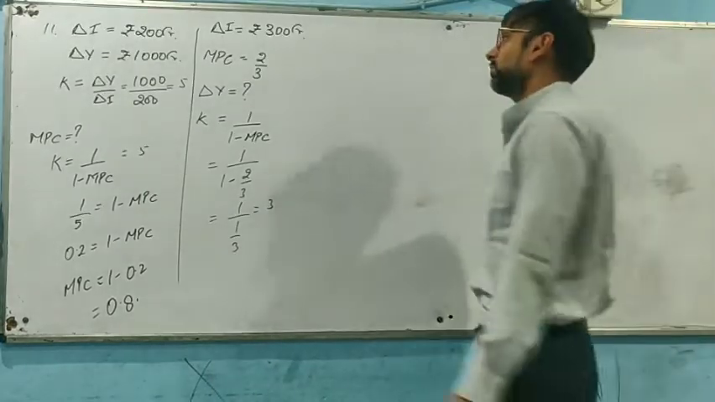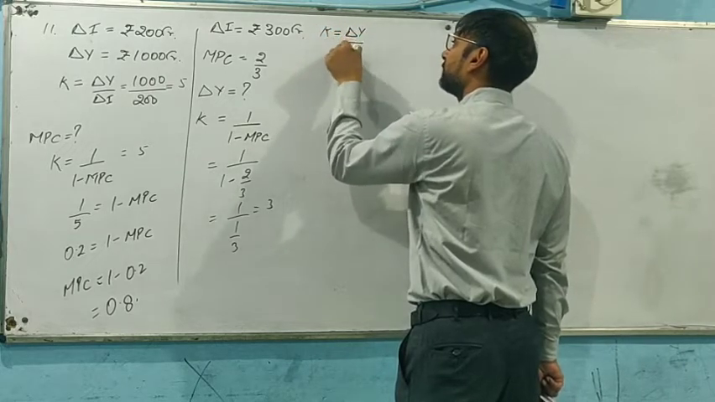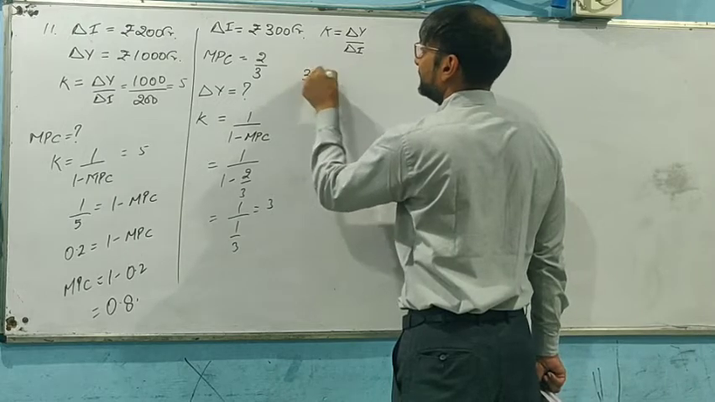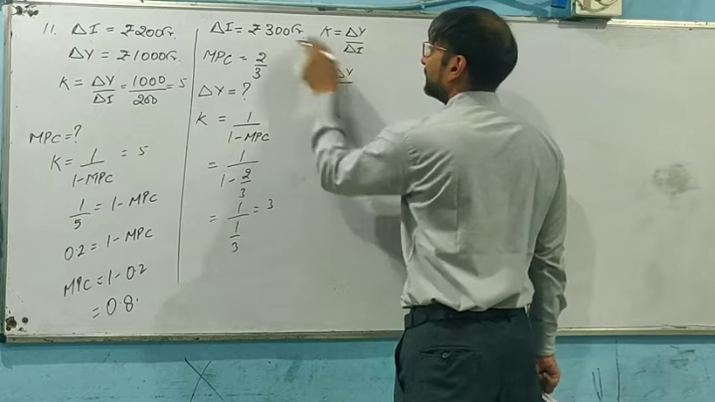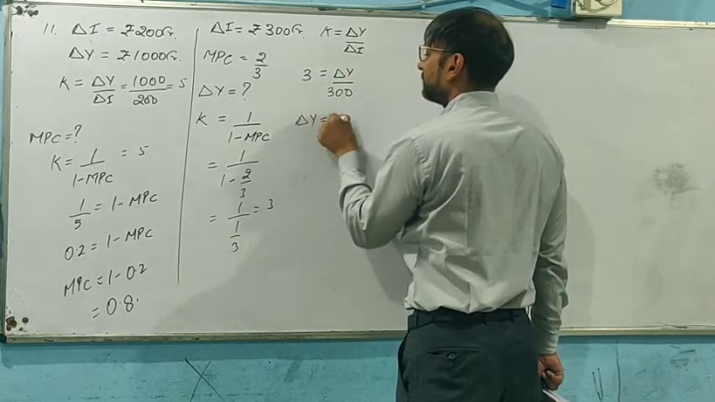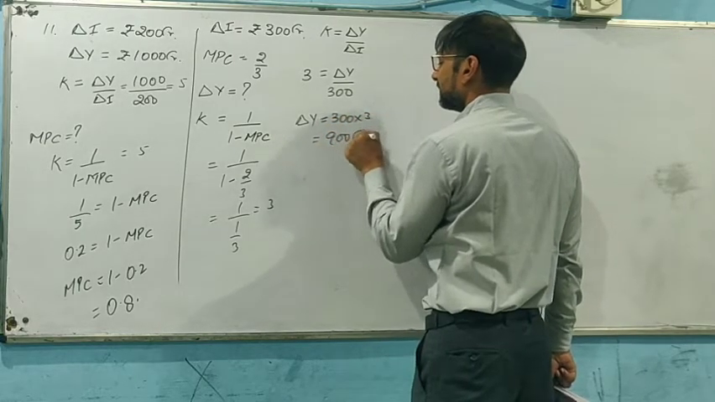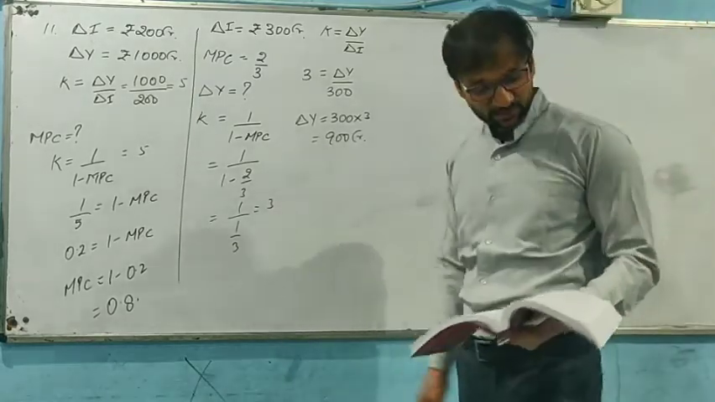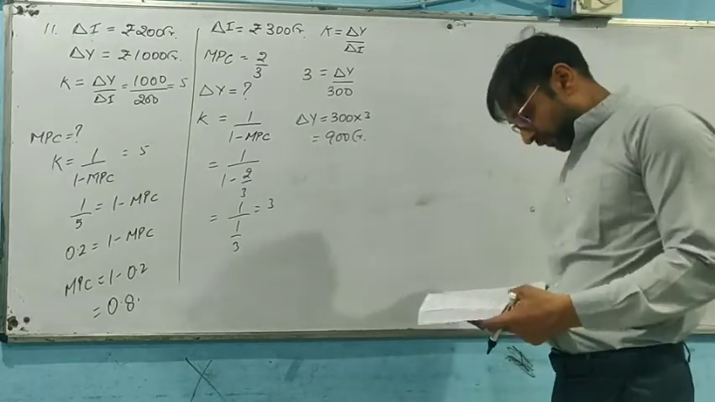Got it? Again we know that K equals delta Y upon delta I. K is 3, delta Y we need to find out, and delta I is 300. So delta Y will be equal to 300 into 3, that is 900 crore. Just find out step by step and you will be able to reach your answer very soon. Now, again we go for another question.